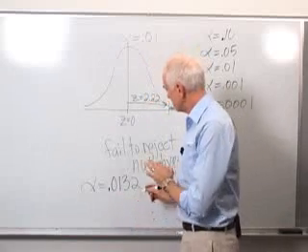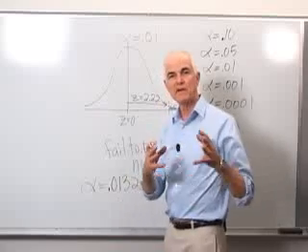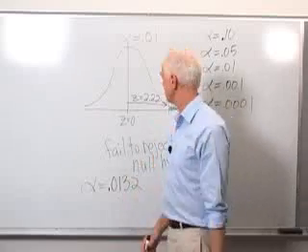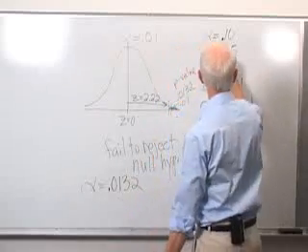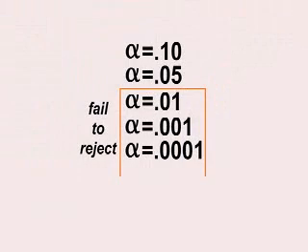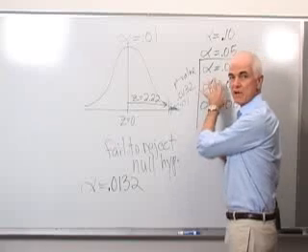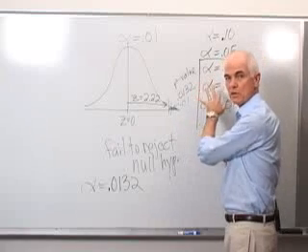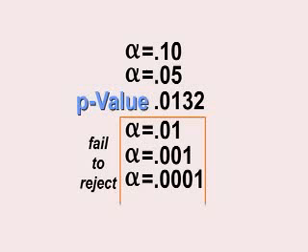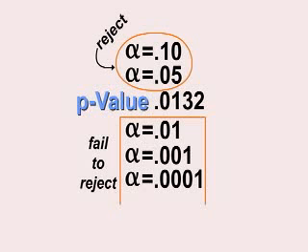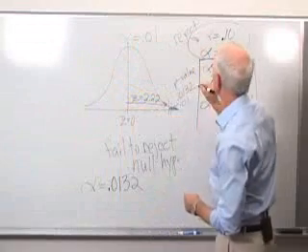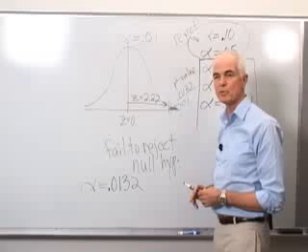If a p-value is the smallest value of alpha for which we can reject a null hypothesis, then you can see that we are, in this particular problem, unable to reject the null hypothesis for alpha 0.01 or less, because 0.0132 is bigger than 0.01. But we would be able to reject the null hypothesis for alpha values of 0.10 and 0.05.